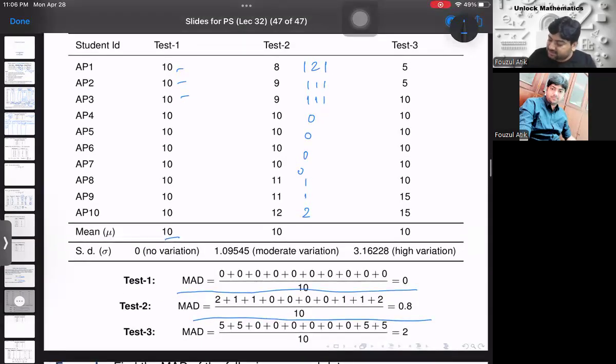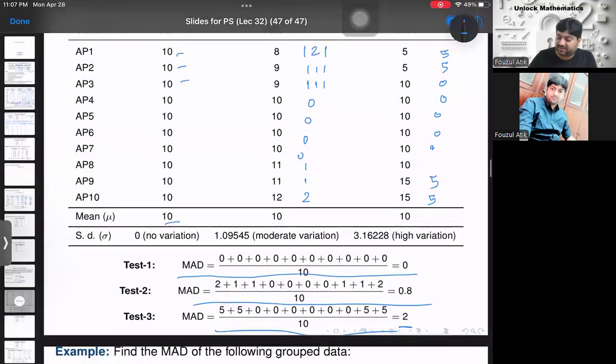And the third case: this is 10 minus 5, modulus value, it is 5, 5, 0, 0, 0, 0, 0, all these values, and then 5 and 5. Again, if you add and divide by 10, it is 20 by 10, which is equal to 2. So we have somehow understood that the MAD value gives the measure of dispersion, how the data vary with each other.